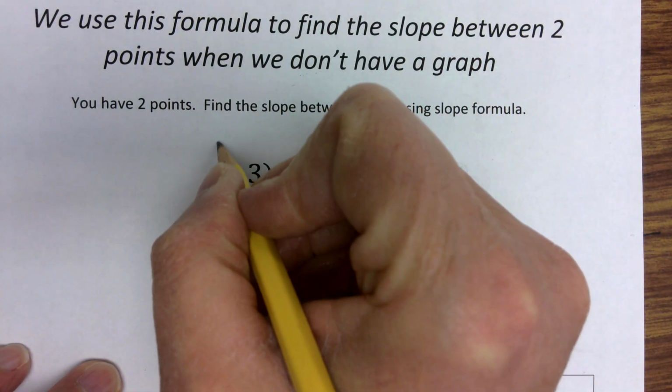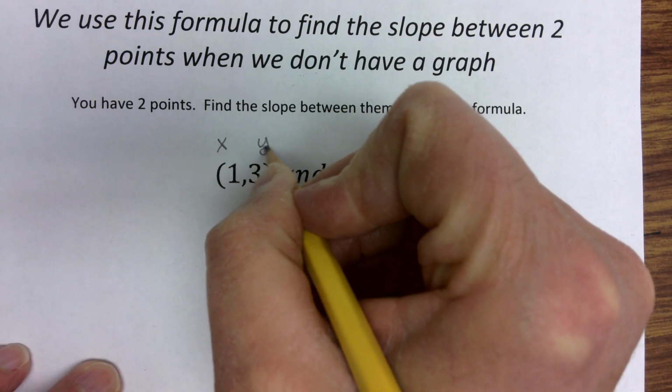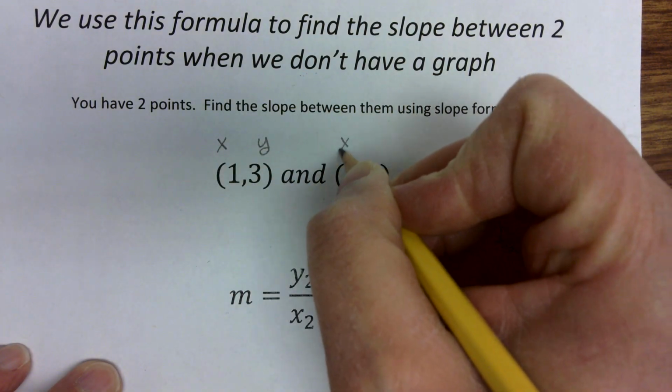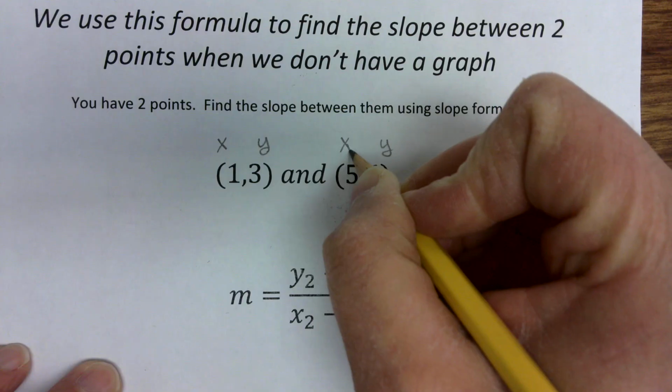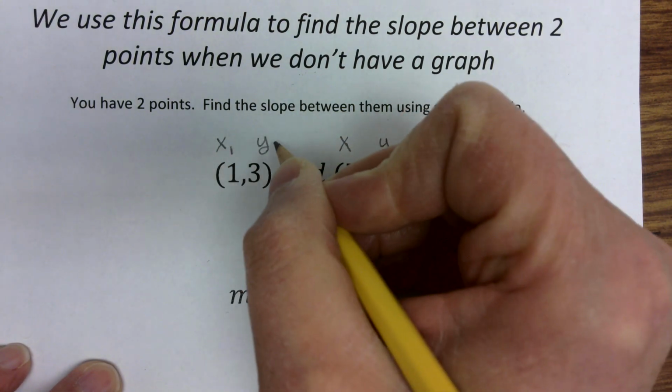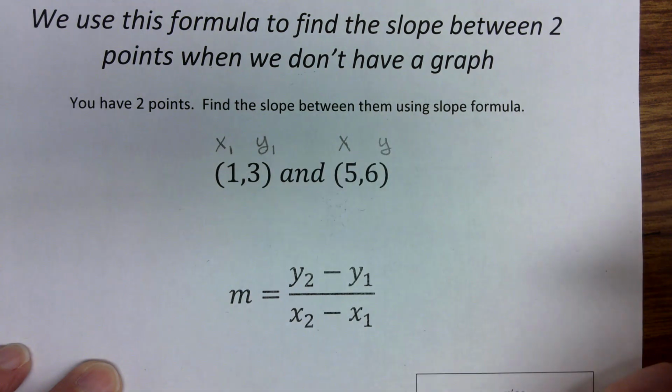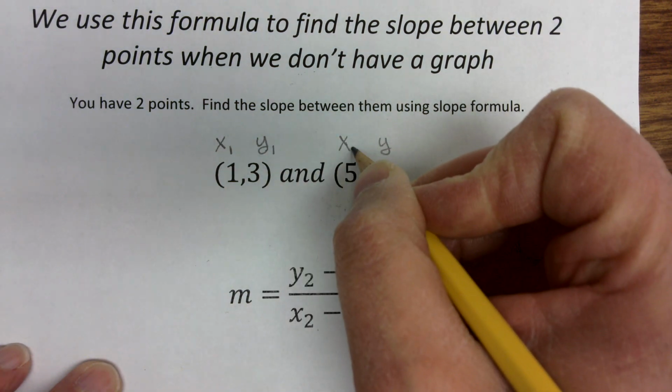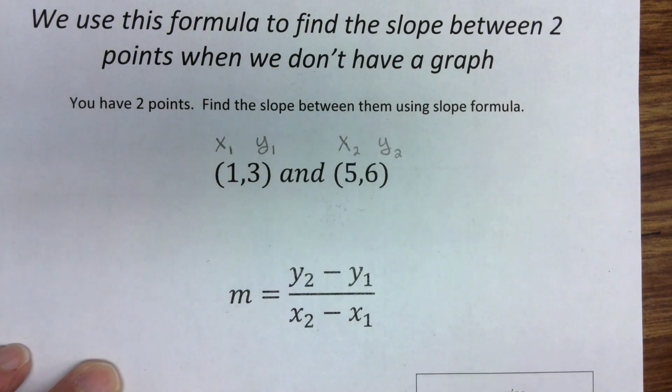Okay. Now every point consists of an x and a y. The first number is always the x. The second number is always the y. So I like to label them like so. And then this is my first point, so I'm going to call this x1 and y1. This is my second point, so I'm going to call it x2 and y2.